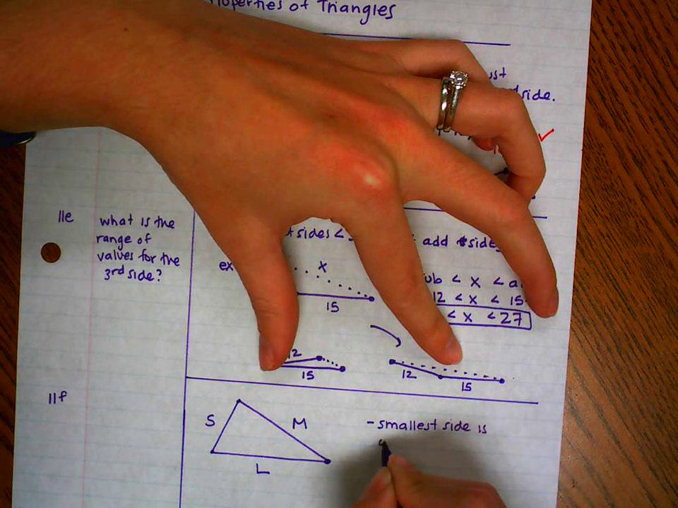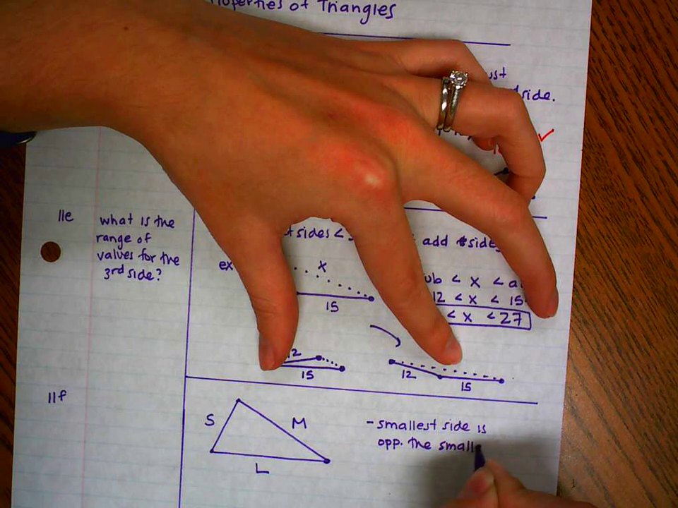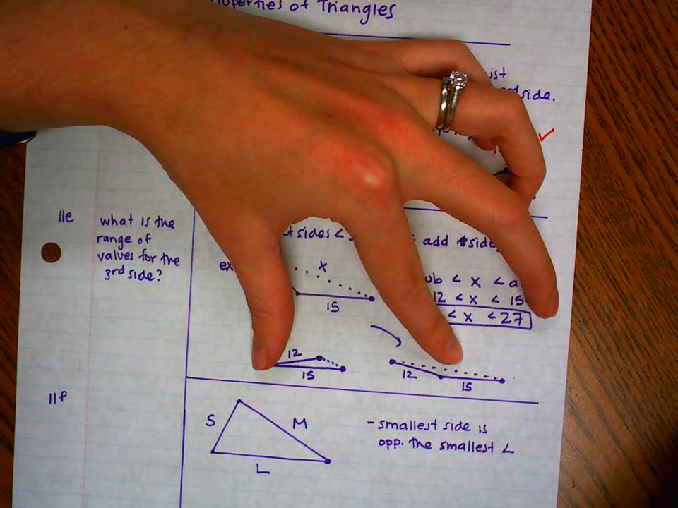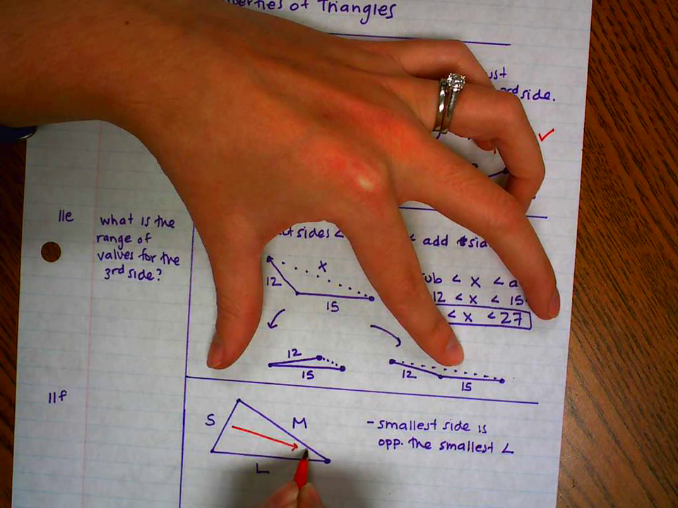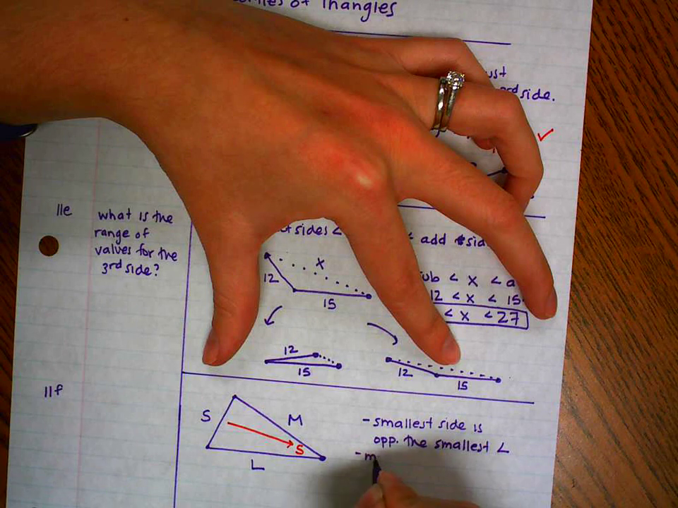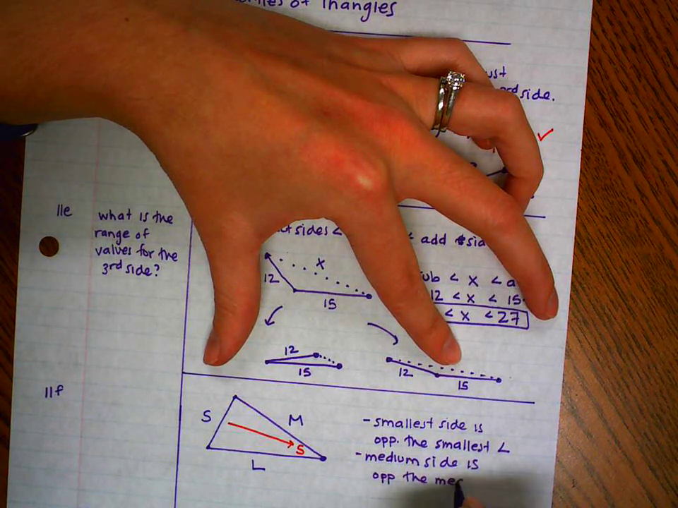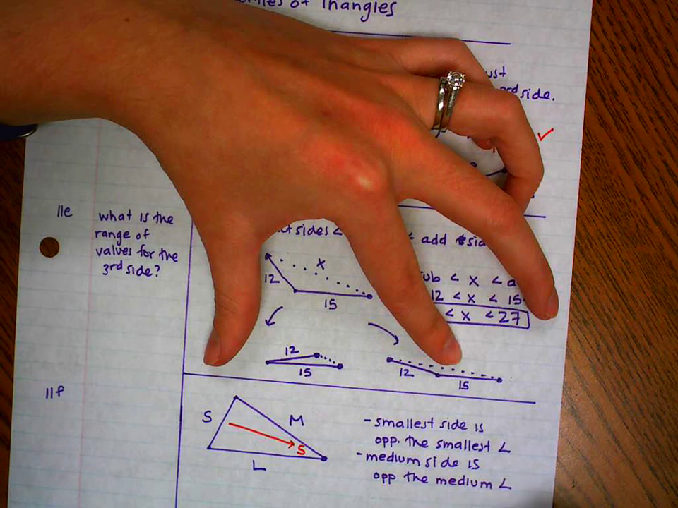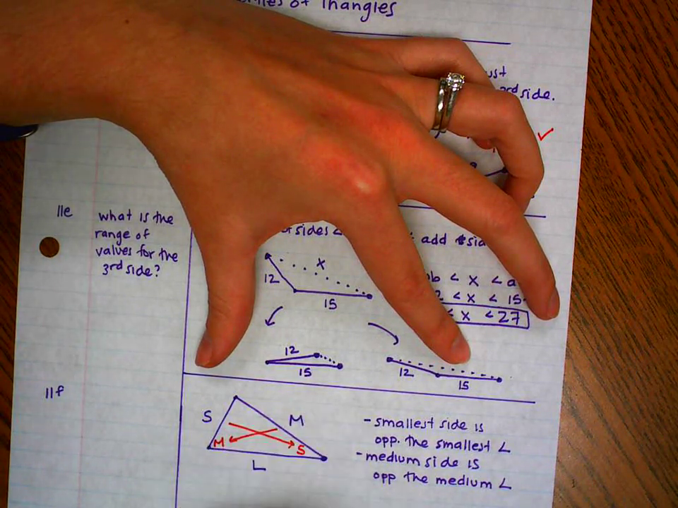Well, we have a rule that tells us that the smallest side is opposite the smallest angle. Okay, so if this is the smallest side, remember to get opposite we draw an arrow, that's going to be opposite the smallest angle. Here's our next thing. The medium side is opposite the medium or the middle-sized angle. So if this is my middle side, let me draw all the way across. There's going to be my middle angle.